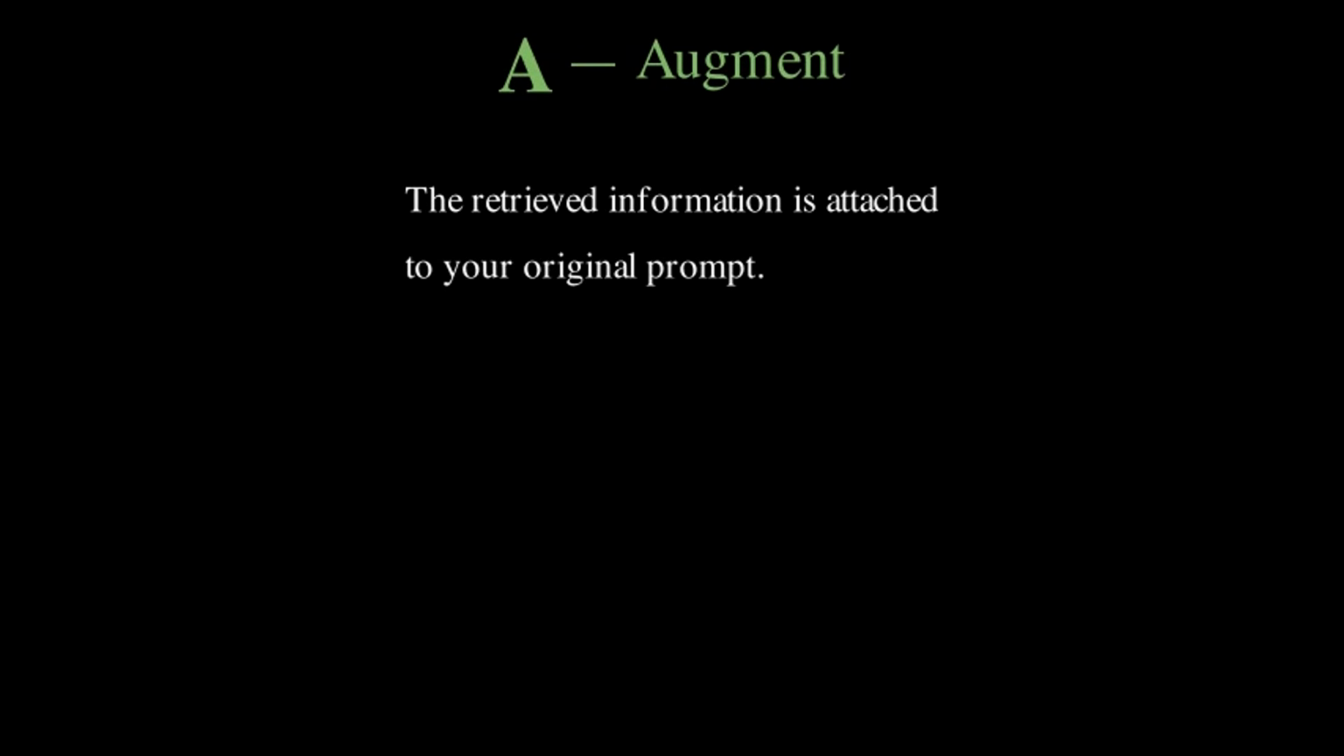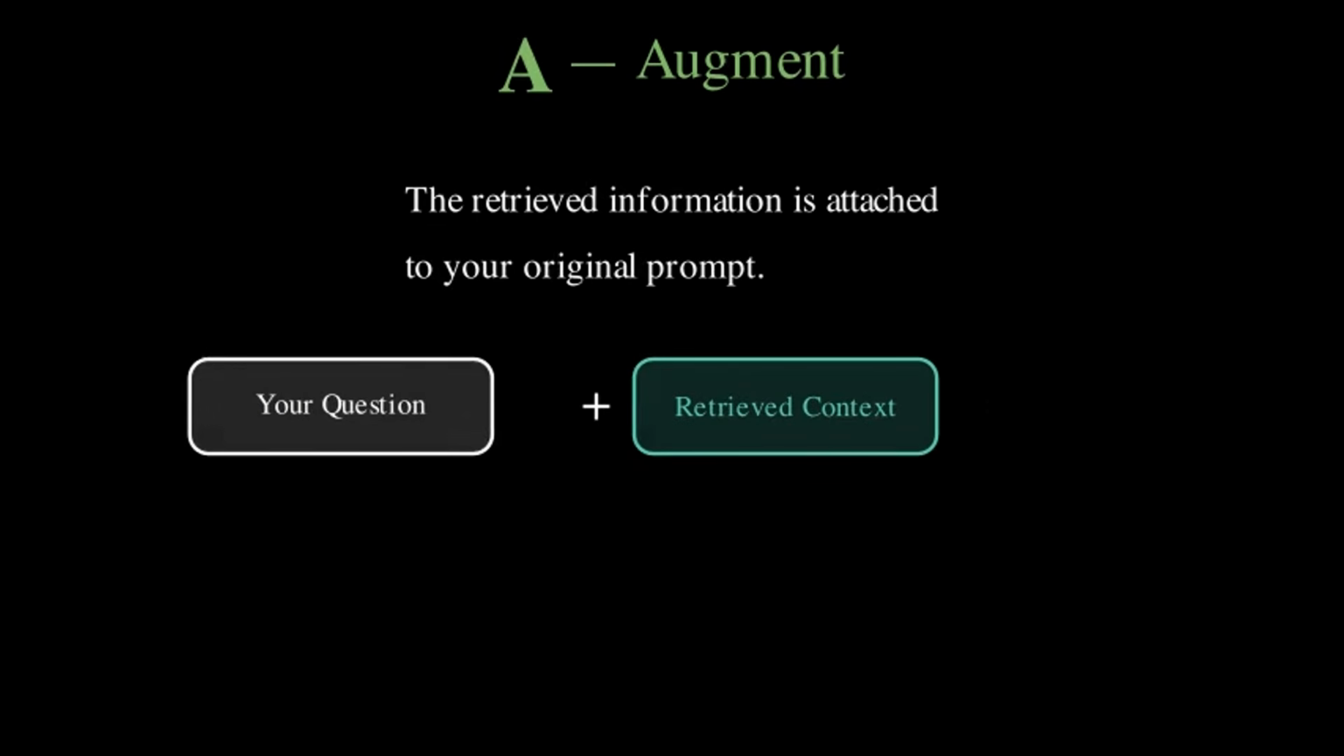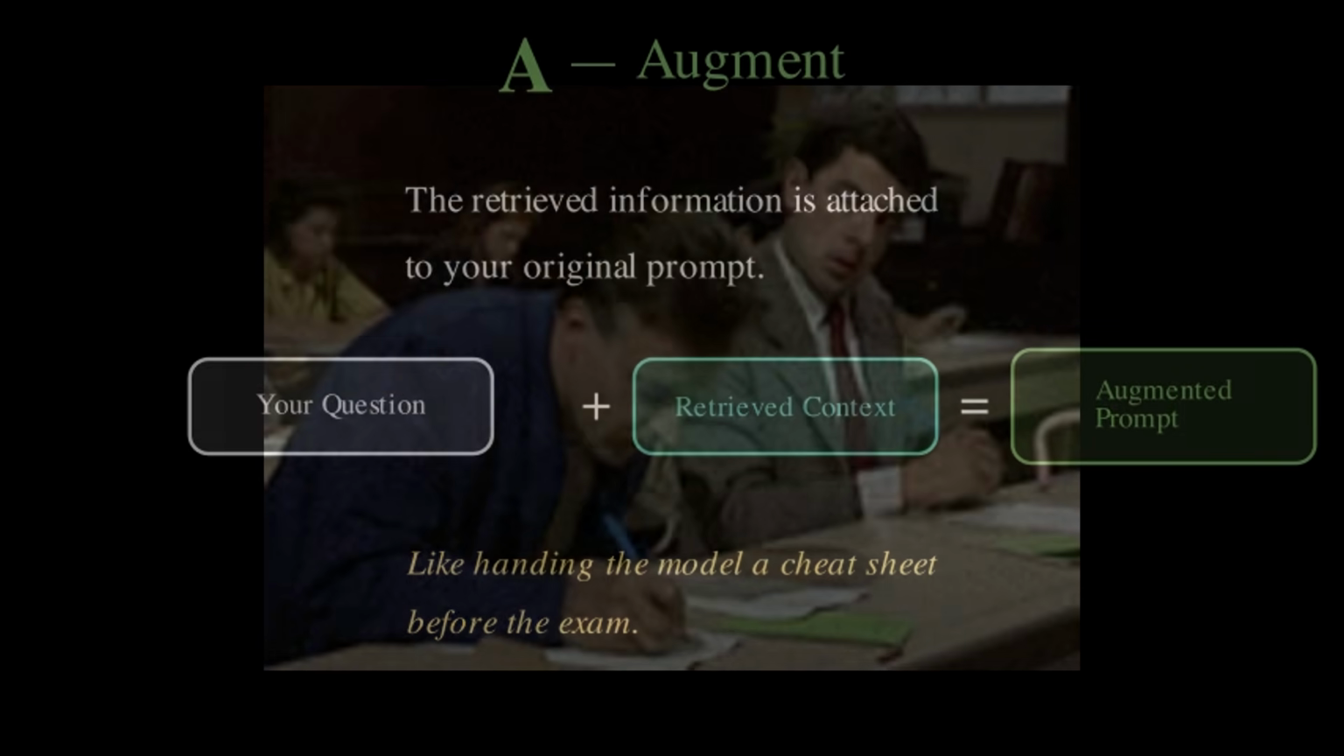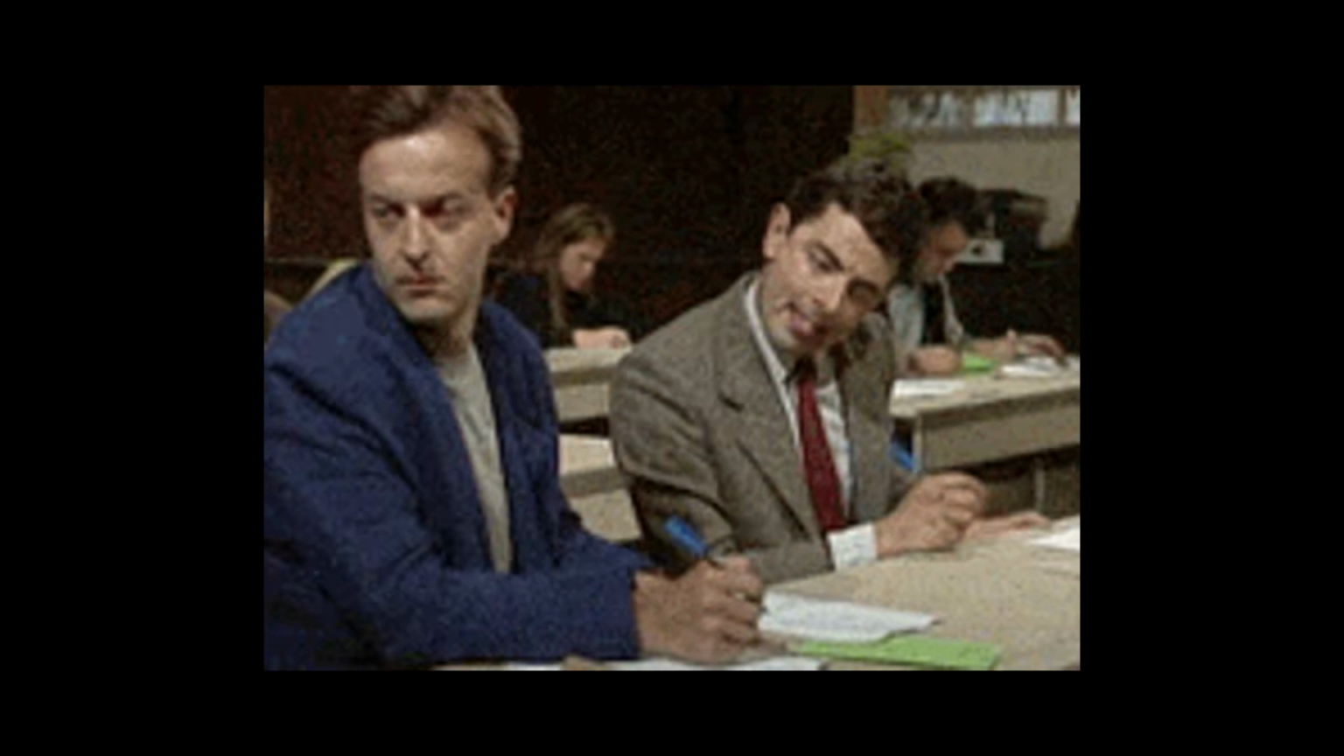Step two is augment. Once the system retrieves the relevant information, it takes that content and attaches it to your original prompt. So instead of just sending the language model your question, you're sending it your question plus the relevant context it just retrieved. You're essentially handing the model a cheat sheet before the exam.